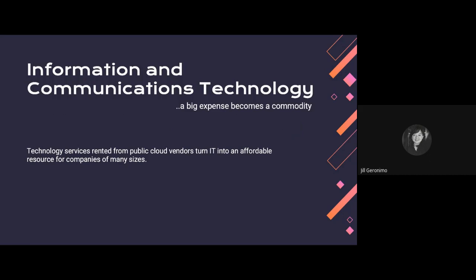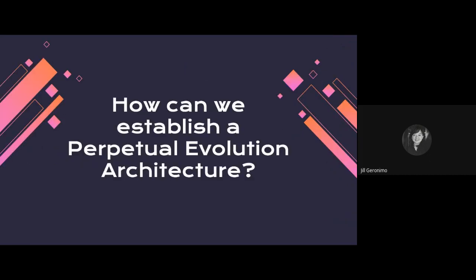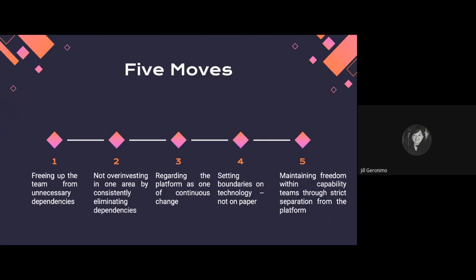But first, how can we establish a perpetual evolution architecture? In helping companies across industries and regions adopt our perpetual evolution architecture, we have found five moves to be most critical. So first, of course, we have to free up development teams from unnecessary dependencies.